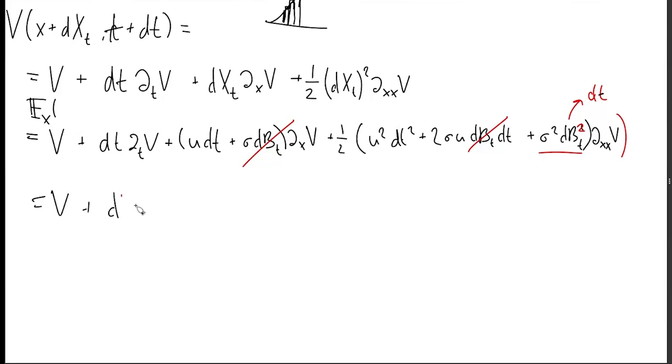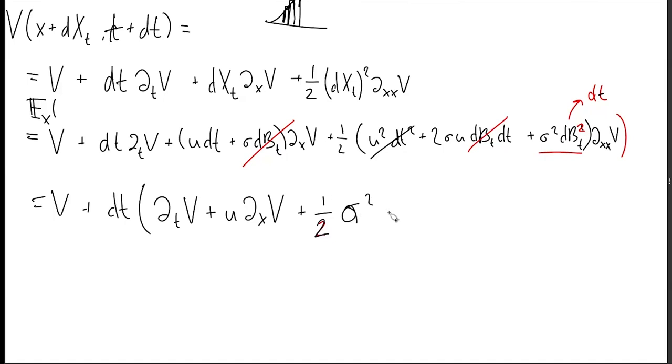So what we're left with is just the terms that haven't been deleted, v plus dt, and now everything is a multiple of dt. So we have partial t v plus u partial x v plus 1/2. Sorry, there's one more term we have to delete, this thing here. We're only interested in terms that are first order in dt, so we can delete the square term as well. And then we're just left with sigma squared partial xx v.